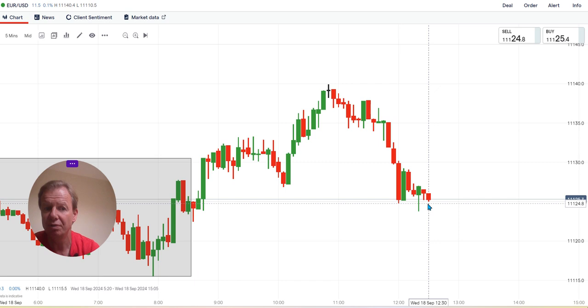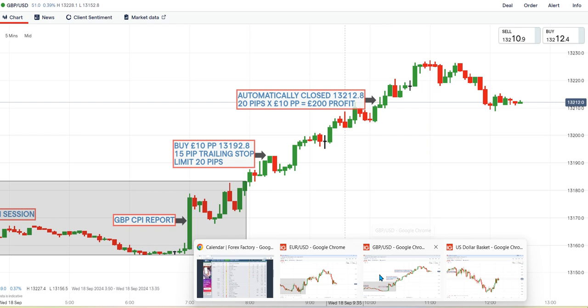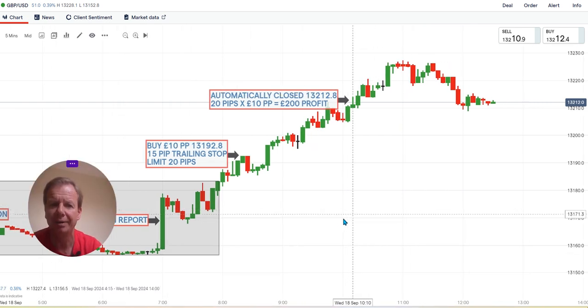So even though the pairs do follow together, and normally I wait for them both to break out the box, because what's happened before is sometimes one pair's broken out and the other hasn't broken out, and you find the original pair that broke out comes back into the box and you lose. But in this instance, we've had the news reports that's slightly different. So as you can see here, it's gone all the way up.